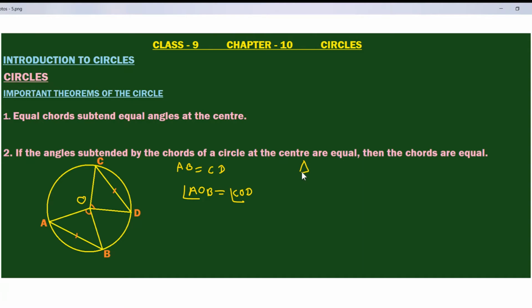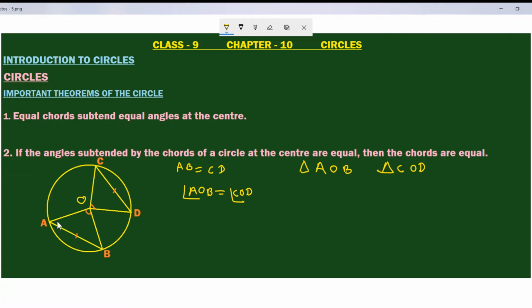Triangle AOB and triangle COD. So, by using triangle property, first I am going to prove these two triangles are congruent to each other. First, we'll see what the corresponding parts are.